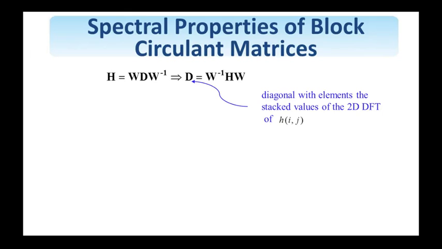The story with block circulant matrices is the same as with the circulant matrices I mentioned earlier. So if H is a block circulant matrix, it can be decomposed as shown here. W has as elements the eigenvectors of H, which are the two-dimensional complex exponentials of the two-dimensional DFT, and D here is a diagonal matrix with elements the stacked values of the two-dimensional DFT of h(i,j).